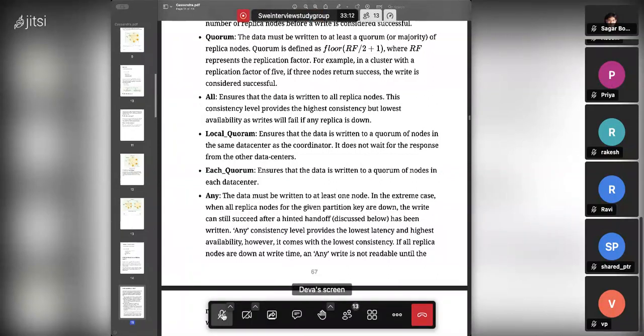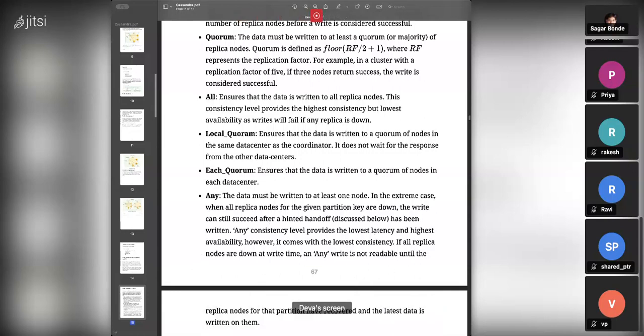What is the point here? Local quorum ensures that the data is written to a quorum of nodes in the same data center as the coordinator. In terms of replication, there could be in-DC replication and cross-DC replication, right? So what they are trying to say is that with in-DC replication, you have to maintain the in-DC quorum. And there could be scenarios where you want to configure replication across multiple data centers, so it doesn't have to wait for the responses from other data centers.